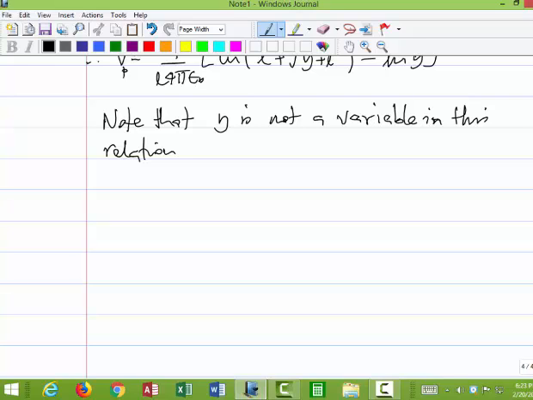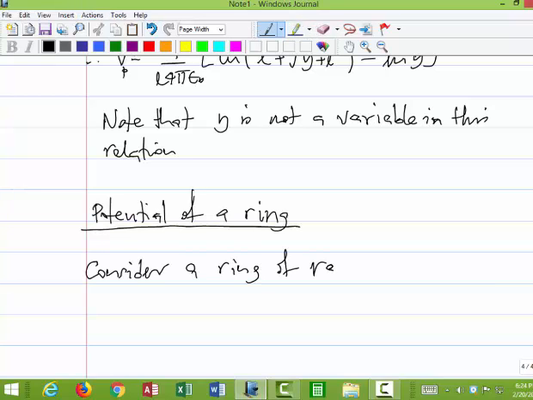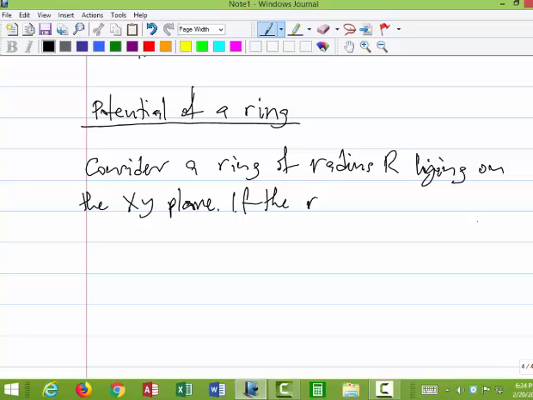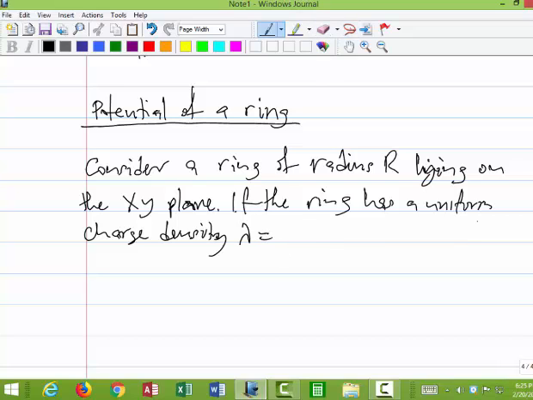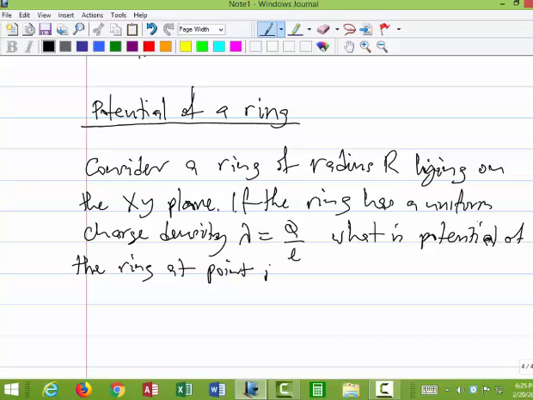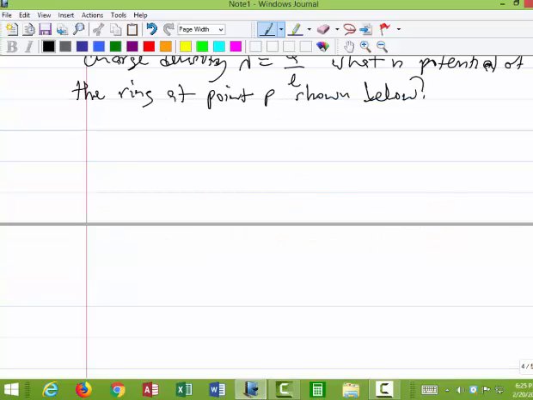Okay, let's try another one. This time we shall do the ring. Consider a ring of radius R lying on the xy plane. If the ring has a uniform charge density, let's say lambda, equal to Q over L, what is the potential of the ring at point P shown below? This exercise that I'm giving you is the same as the potential of the ring in your textbook. It's just an example in your textbook.